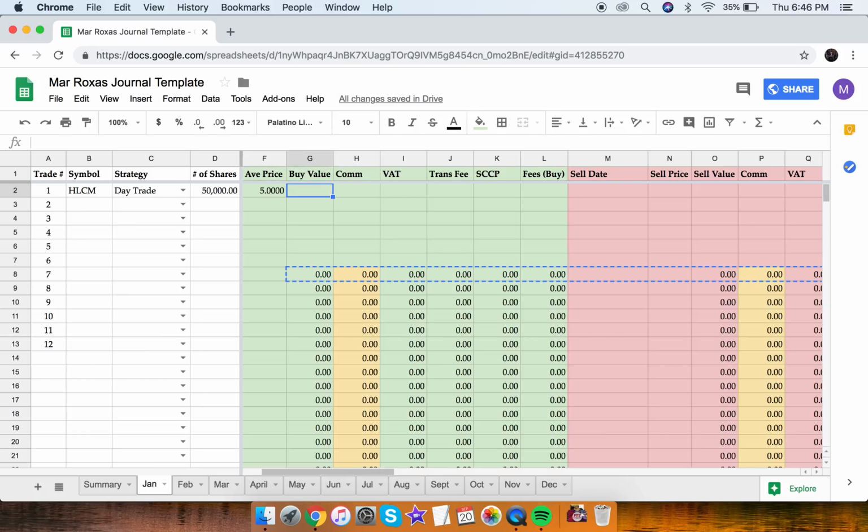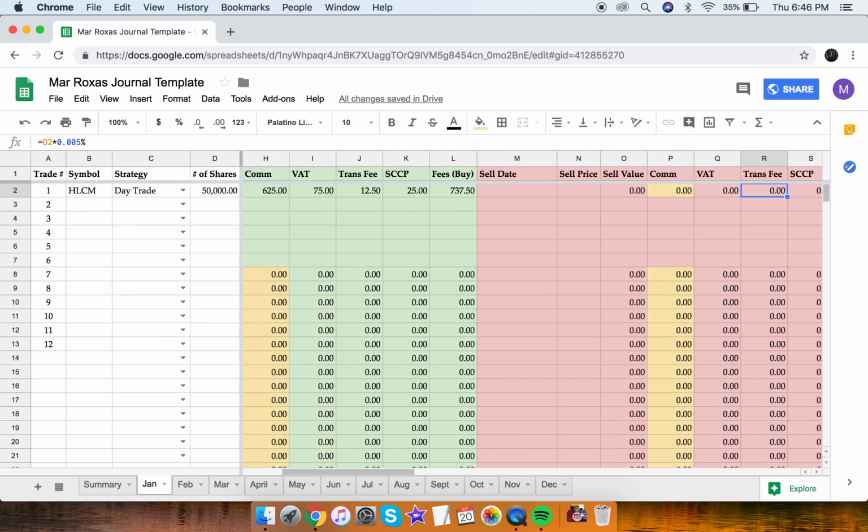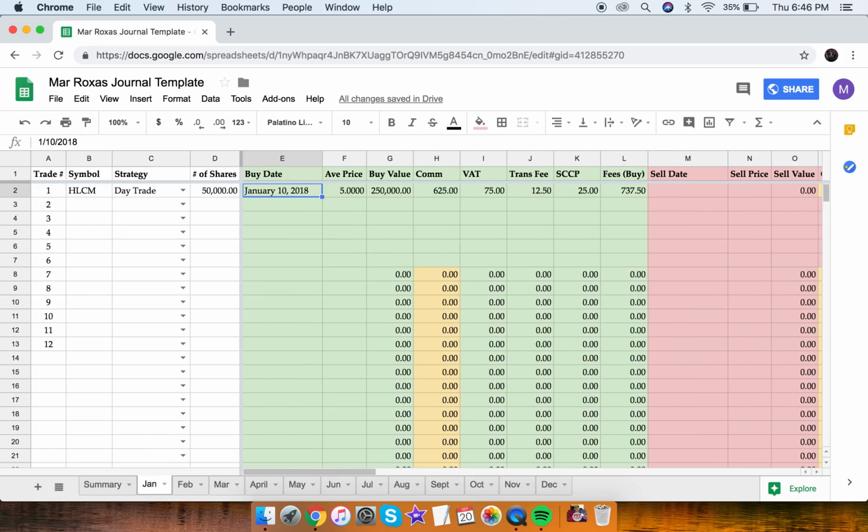Let's put it here, by value. Okay. There. The formula is now pasted. Now we notice that for 50,000 shares at 5 pesos a piece, that is equivalent to 250,000 pesos. That's our buy value.